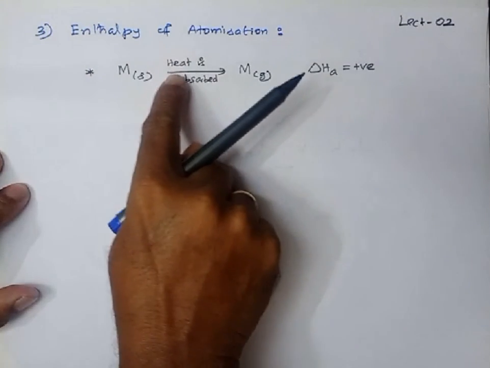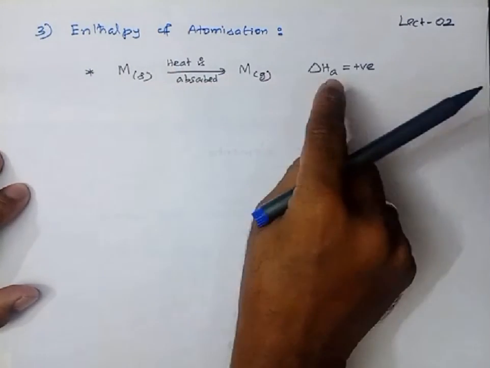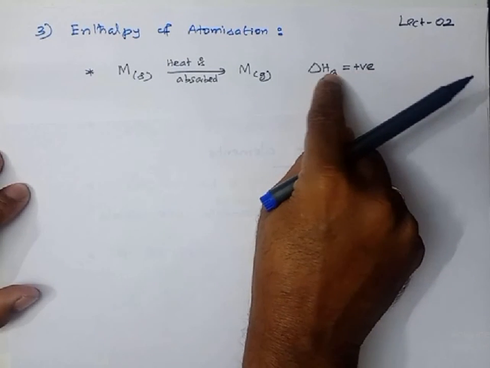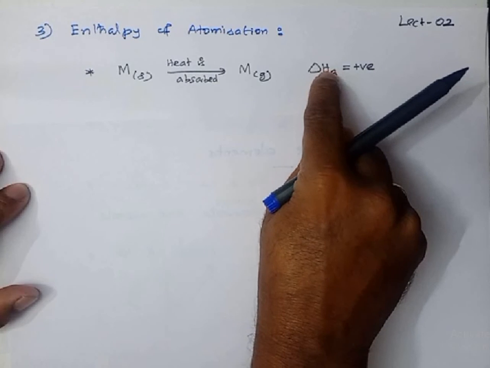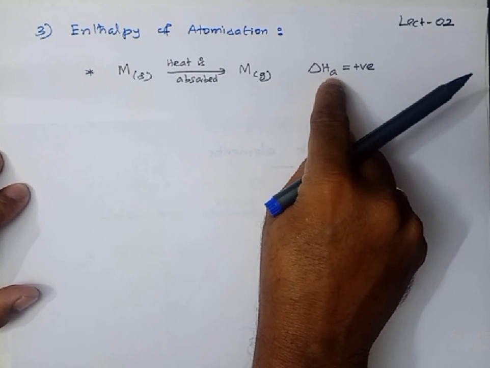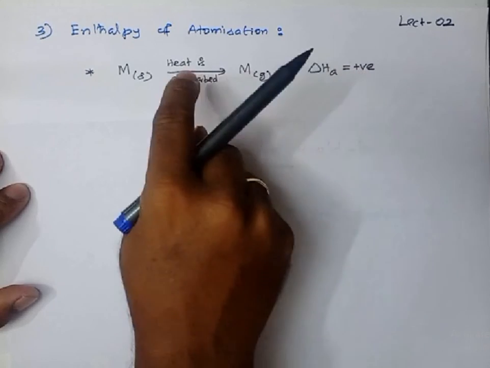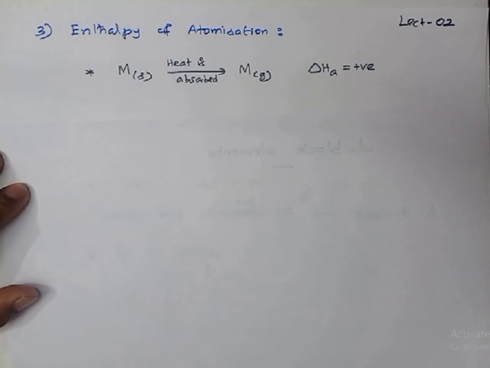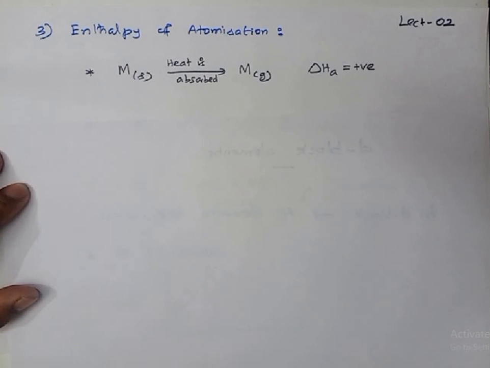And the amount of heat that is absorbed here, since heat is absorbed, we say that delta H is positive here, and delta H A means enthalpy of atomization. Enthalpy of atomization is a positive quantity in the case of metals, because to produce atoms from metal, heat is absorbed. It's the first point you should keep in mind.